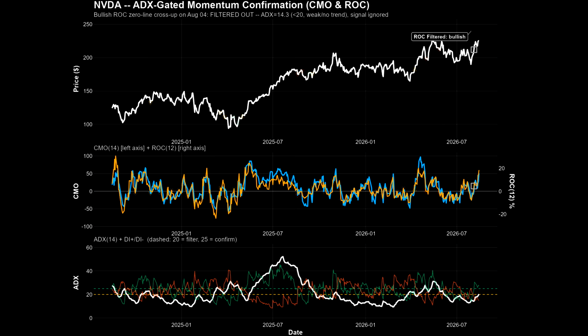On the most recent bar, a bullish ROC zero line cross-up gets explicitly labeled filtered. ADX sits at just 14.3, well under the 20 filter line, so trend strength wasn't there to back up the momentum signal, and it's discounted accordingly. ADX never generates its own buy or sell call here. Its whole job, made visible frame by frame, is deciding whether another indicator's signal has actually earned your attention.